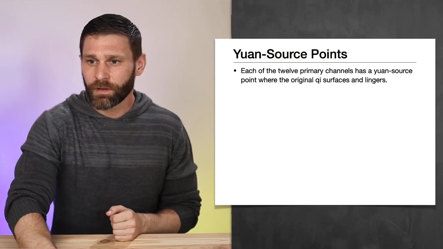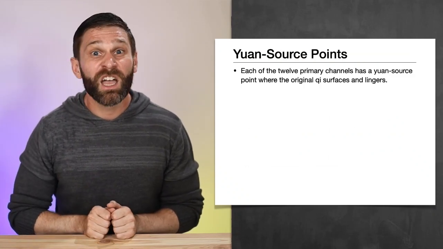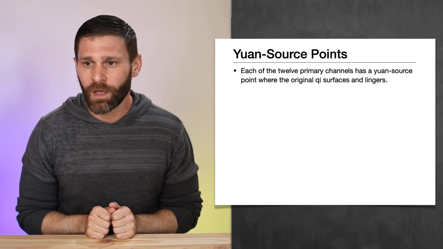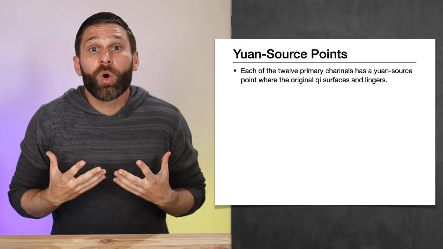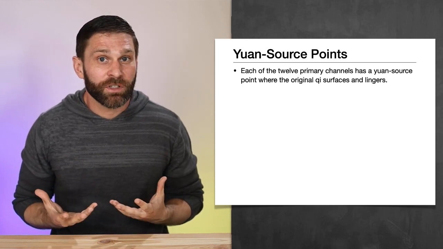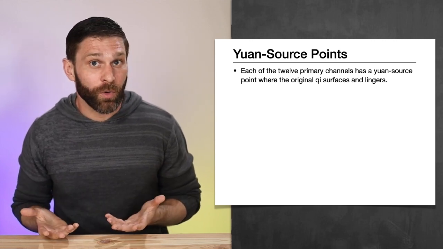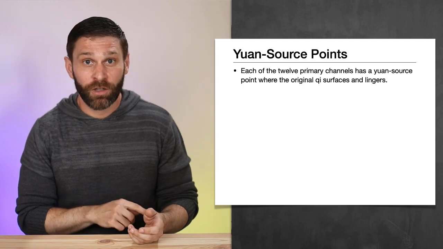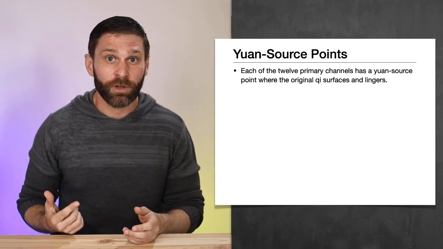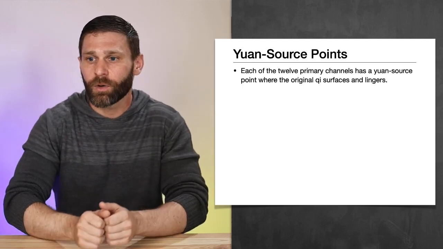Let's move on to our next one. After the 5 Shu-Transport points, we can talk about Yuan-Source points. Again, these are points that exist on each of the 12 channels. Each channel has a point called a Yuan-Source point. So there's a Yuan-Source point of the lung, Yuan-Source point of the large intestine, Yuan-Source point of the stomach, Yuan-Source point of the spleen, and so on.